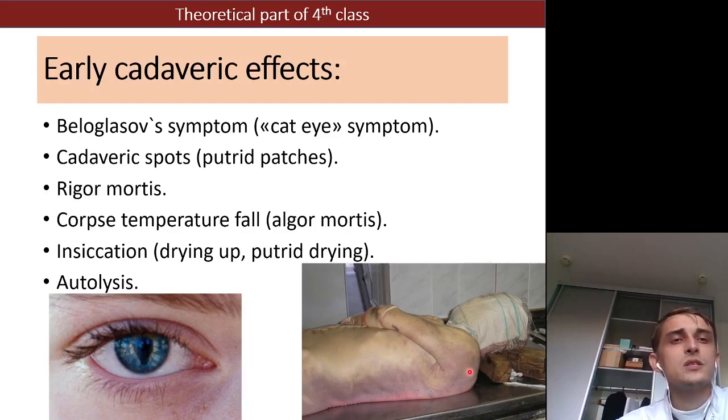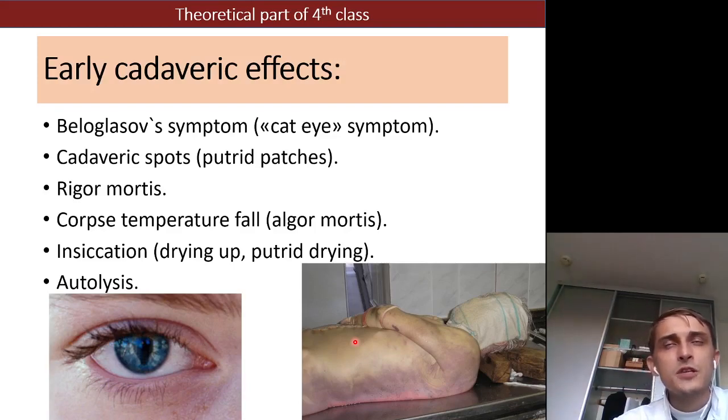The second cadaveric effect is cadaveric spots. Cadaveric spots are a blood accumulation in the lower parts of the body, and the typical characteristic of cadaveric spots is their migration. We will see the migration of cadaveric spots if we turn the body or the cadaver to another side. For example, here we will see cadaveric spots on the back, but if we turn this person to the abdomen, in half an hour we will see migration of these spots to the abdomen.